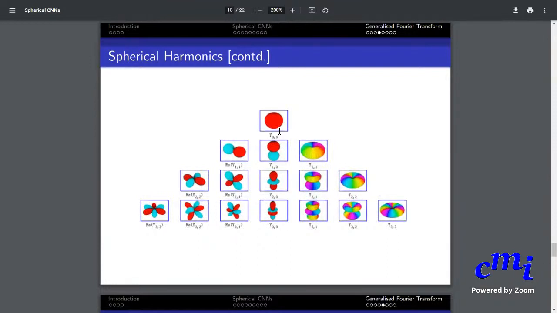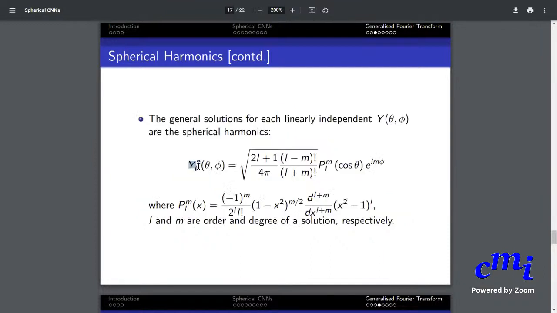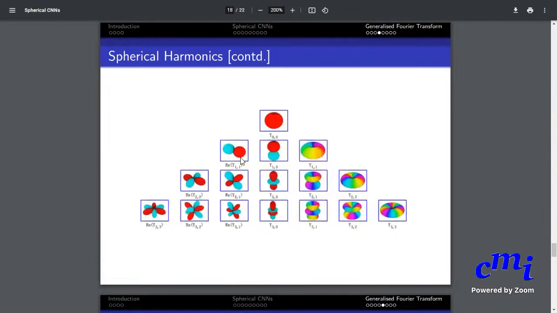So these are the general basis, the spherical basis for the different L and M. Here we can see L and M are just the degree and order of these bases, and these are just a pictorial representation of these bases.